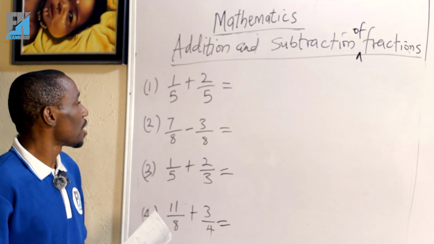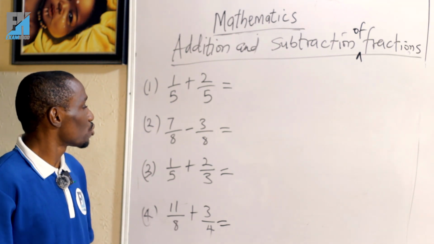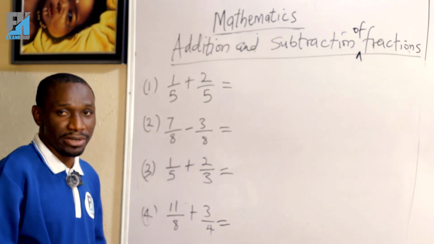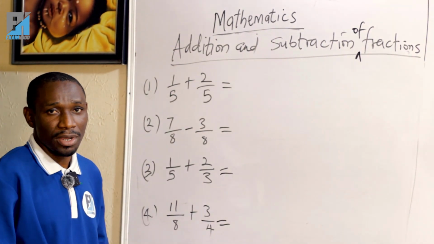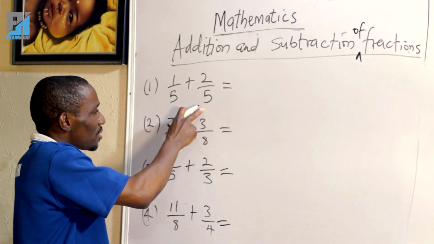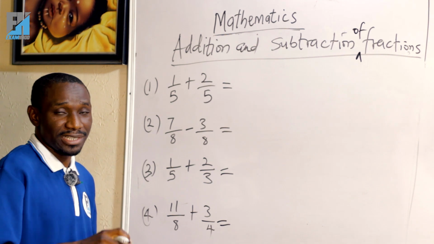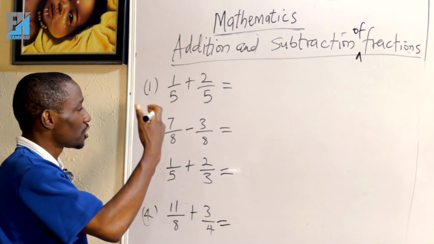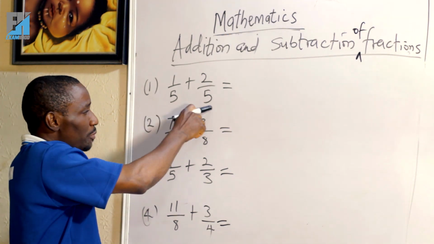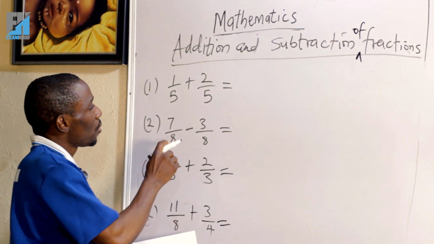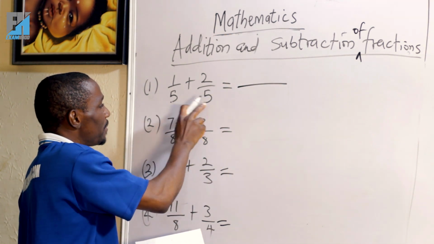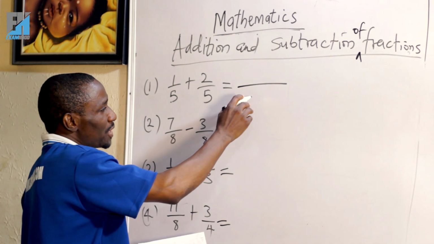The first one says 1 over 5 plus 2 over 5. Remember, we told you that the numbers on top are the numerators and the numbers below are the denominators. So when you have this scenario, how do you go about it? Remember, the denominators are the same. If you are adding or subtracting fractions, you need to consider the denominators, the numbers below. If the denominators are the same, you just rule your division line.